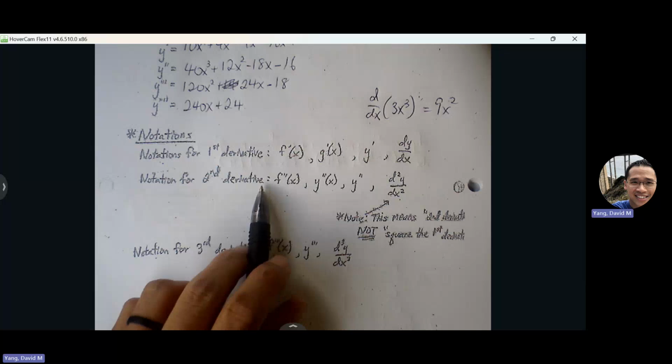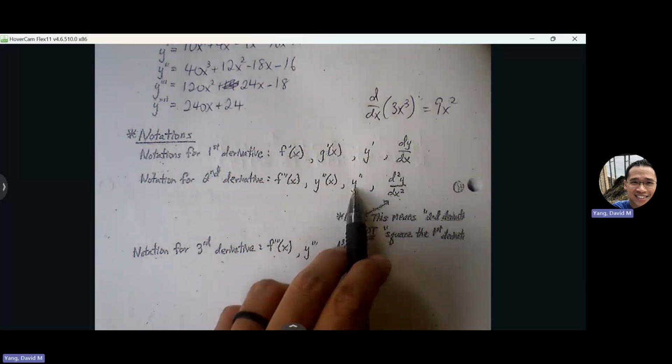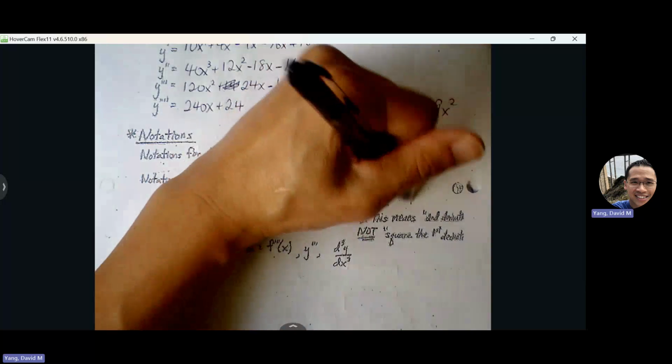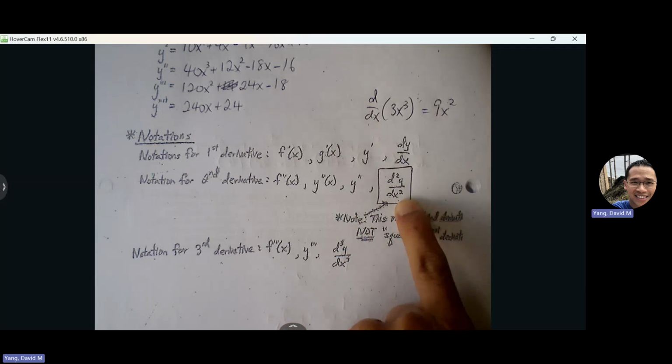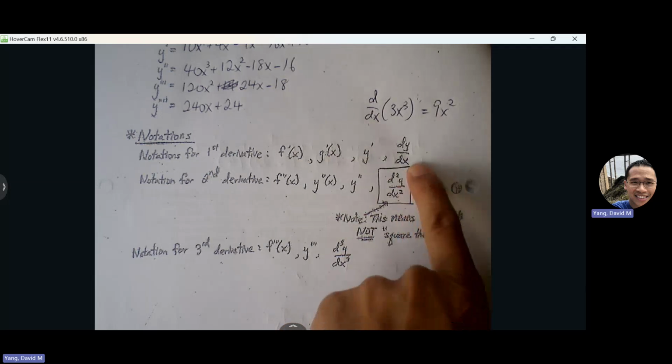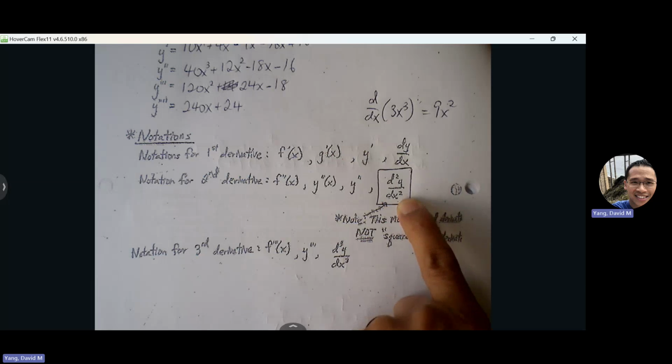Now, notation for the second derivative will be f double prime of x, y double prime of x, y double prime. And this notation looks kind of strange: d2y over dx2. It just means second derivative. It doesn't mean you square your first derivative. So just know that this is a symbolic notation to indicate second derivative.